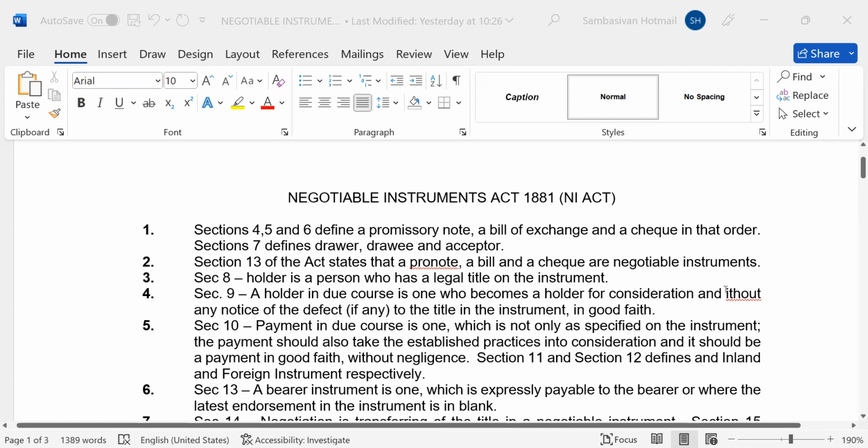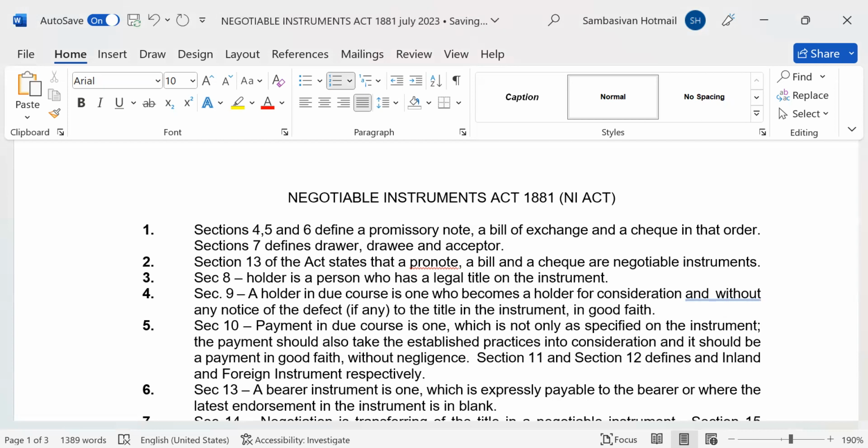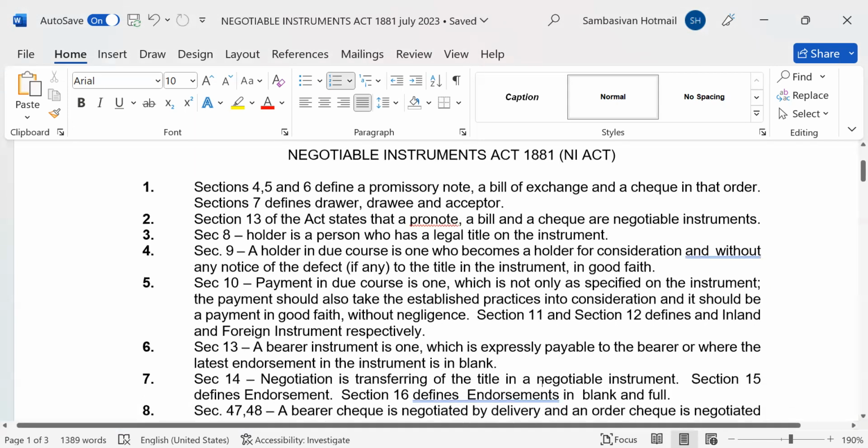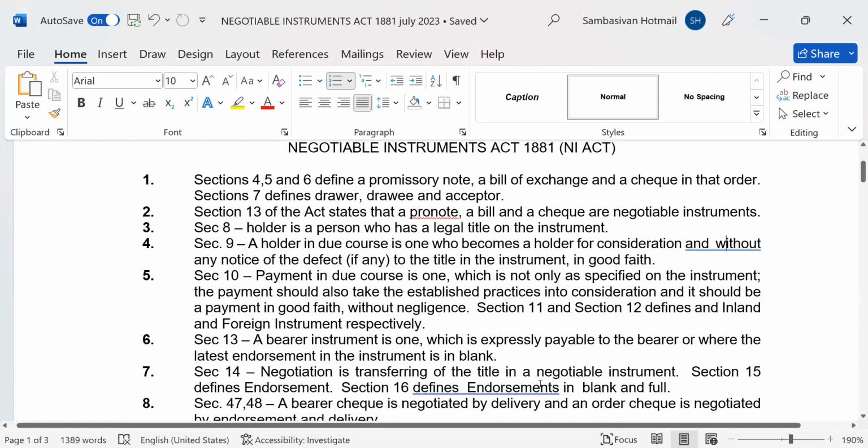without any notice of the defect. Without any notice of the defect, if any, in the title to the instrument, in good faith. Section 10, payment in due course is one which is not only as specified in the instrument, the payment should also take established practices into consideration, and it should be a payment in good faith without negligence.